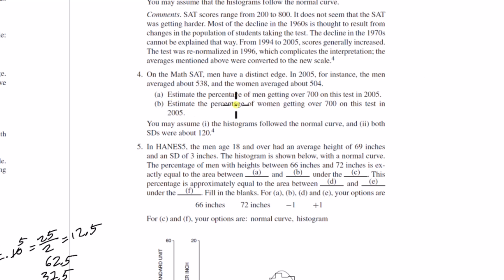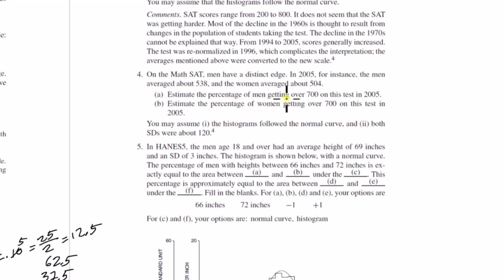Estimate the percentage of men getting over 700 on this test in 2005. All right, so we're assuming it's normally distributed. You may assume that histograms follow the normal curve and that both standard deviations were about 120. We've got the averages of both histograms.